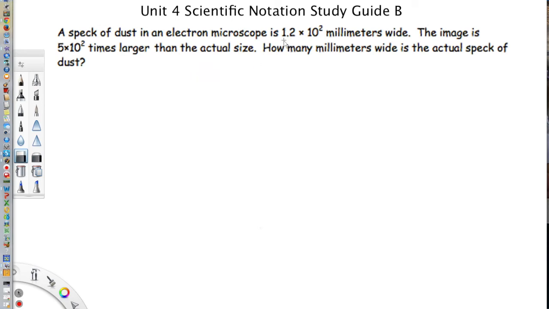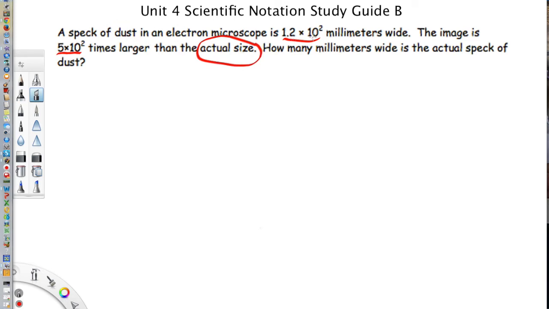Well, let's break this down. First of all, we've got a couple different things going on here. This right here is the microscope image size. This is the size of the image that we see. This is the magnification of the image. That's why we can see it that large. But the actual size of the speck of dust, that's what we want to find out.